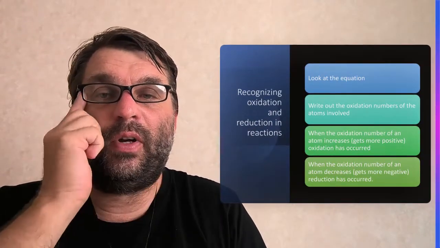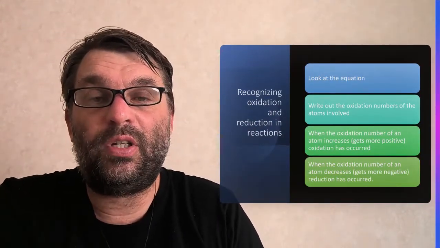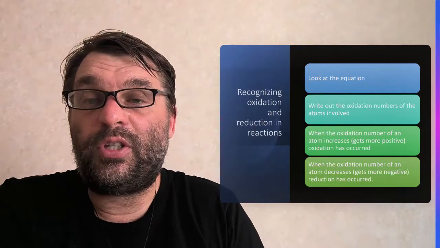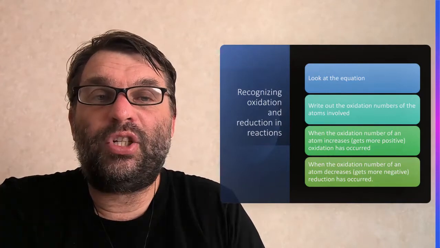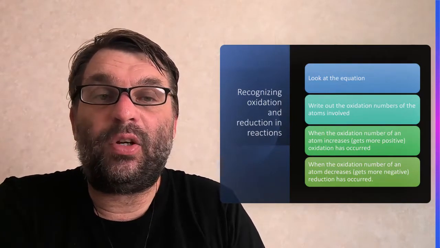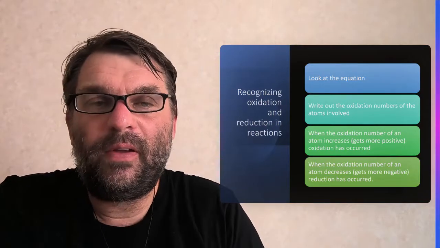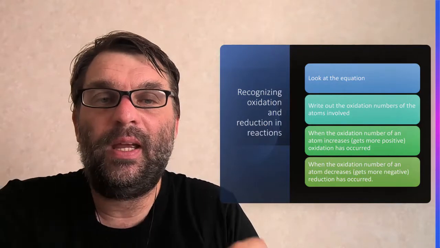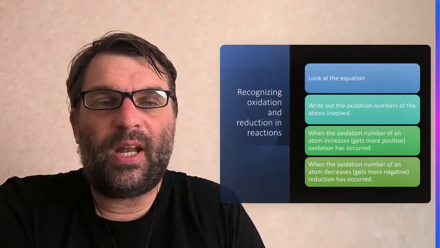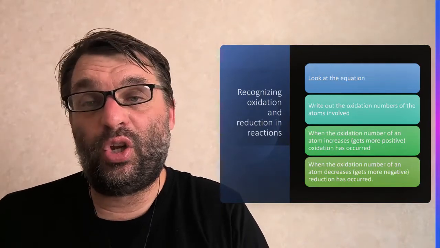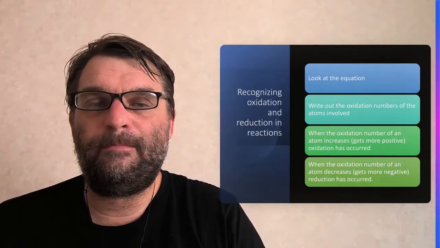So in terms of recognizing oxidation and reductions in reactions, look at the equation as the first step, write out the oxidation numbers for the atoms involved, and when the oxidation number of the atom increases, gets more positive, then an oxidation has occurred for that particular species, and when the oxidation number of the atom decreases, it gets more negative, then reduction has occurred for that particular species.